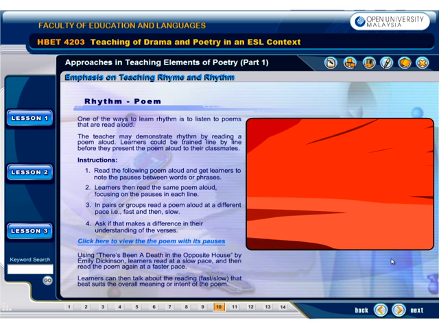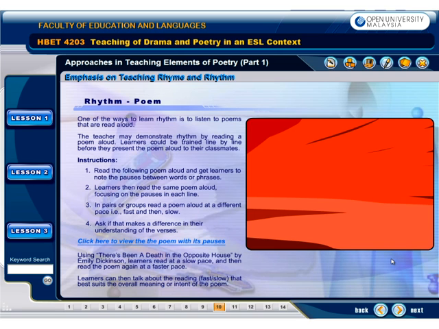One of the ways to learn rhythm is to listen to poems that are read aloud. The teacher may demonstrate rhythm by reading a poem aloud. Learners could be trained line by line before they present the poem aloud to their classmates.